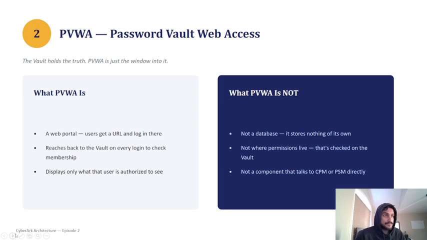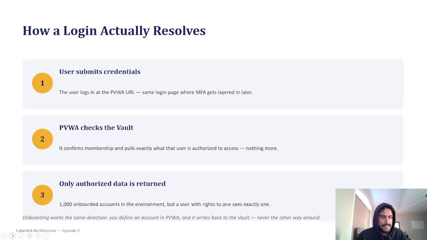So, where does onboarding actually begin? Day to day, not directly on the vault but through PVWA. You go to the portal and define a new account's username, password, and target IP, and PVWA pushes that entry to the vault for storage. Same for policy changes. You set up policy rotation inside of PVWA, and that setting gets written into the vault, which is what the next component reads from.